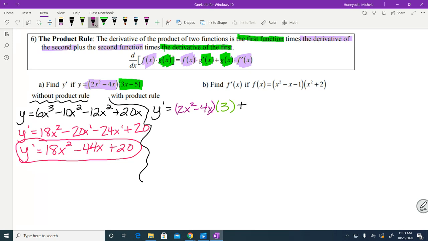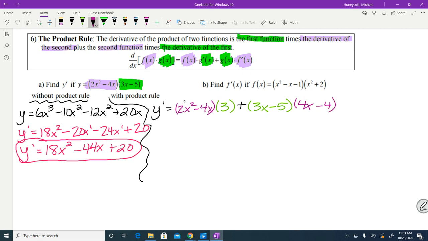So first, the derivative of the second, plus the second. Now I just copy down my second function, 3x minus 5, times the derivative of the first. And the derivative of the first is, let's see, the derivative of 2x squared is 4x, and the derivative of negative 4x is minus 4.